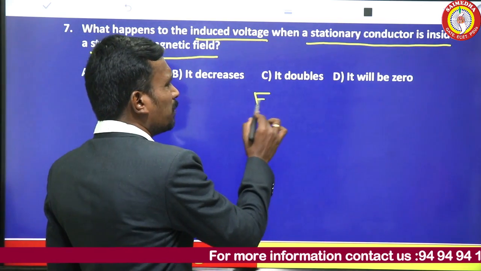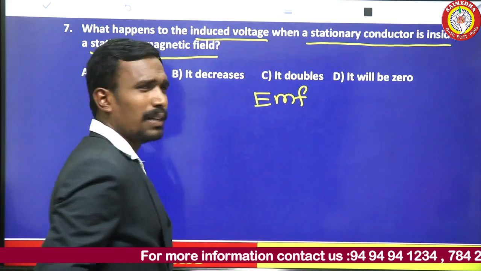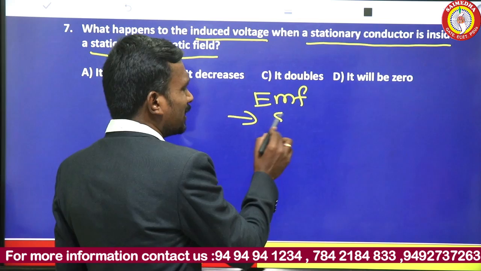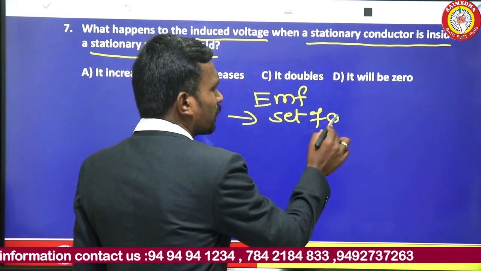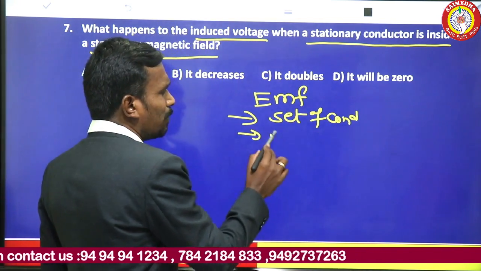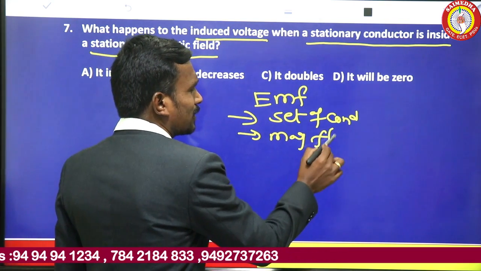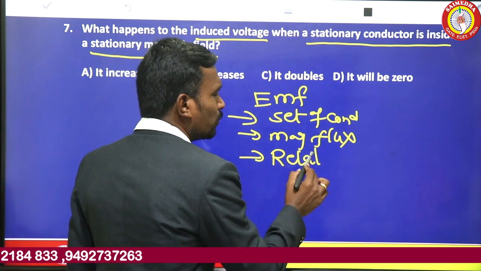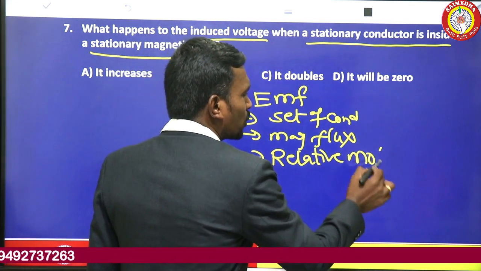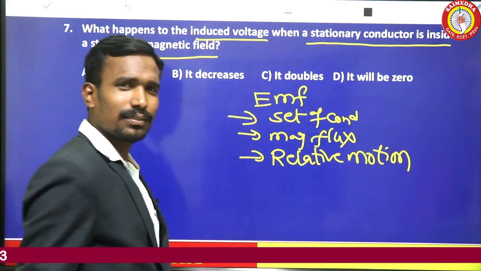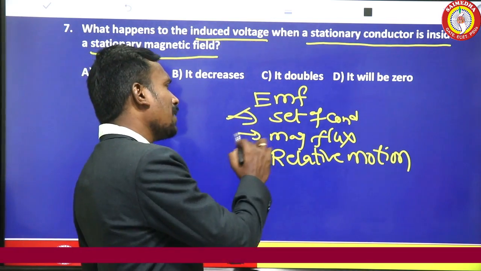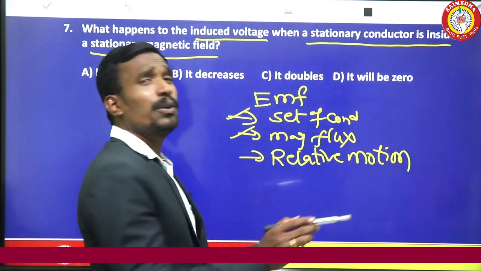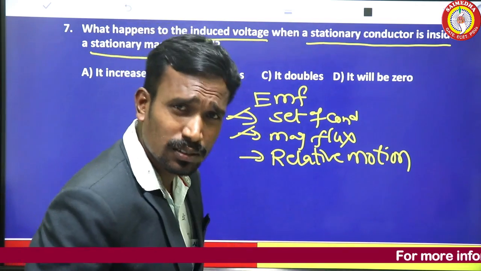generally to produce EMF, we need 3 things. One is the set of conductors. Second one is the magnetic flux. And third one is the relative motion. This is also very important. If you have a conductor and a magnetic flux, there is no EMF induced. Only if there is relative motion, EMF will be induced.